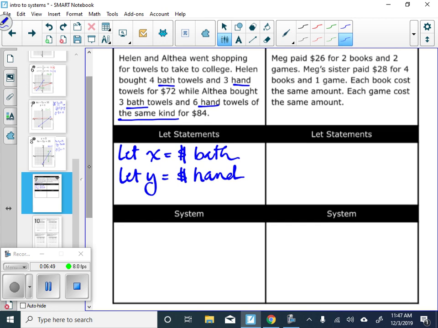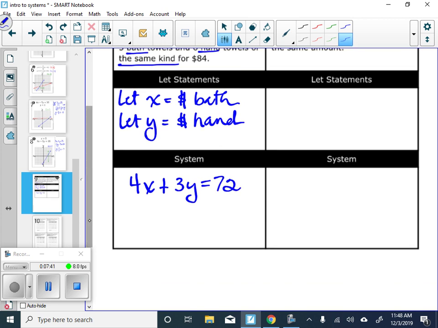Now, in order to write the system, I have to go back into my problem, and we need to write a Helen problem and an Aletha problem. So let's look at Helen first. What do I know? 4 bath towels, 3 hand towels. Total cost, right? So I would take 4 times, do I know the cost of the bath towel? It's now an X. So I would take 4 times X, the cost of each bath towel that I don't know. And to that, what am I going to do? Add, subtract, multiply, or divide? Add, because this is bath towels, and I'm going to add my hand towels. How many do I have? 3 times Y. And that's going to give me a total of $72. First equation done. Helen's equation. Okay?